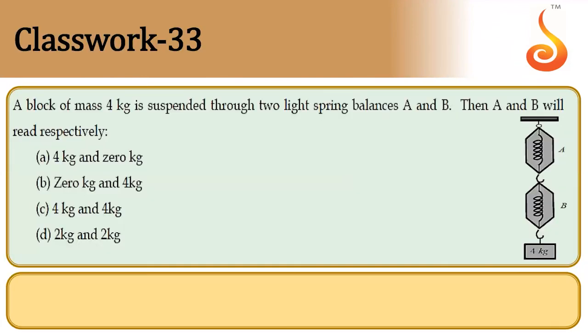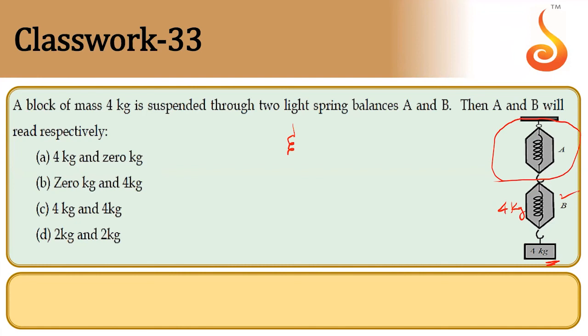Let us take this. A block of mass 4 kg is suspended through two light spring balances A and B. Then A and B will read respectively: 4 kg and 0 kg, 0 kg and 4 kg, 4 kg and 4 kg, or 2 kg and 2 kg. See, very simple. From this spring, 4 kg is hanging, so this must read 4 kg, 100% sure. Correct?